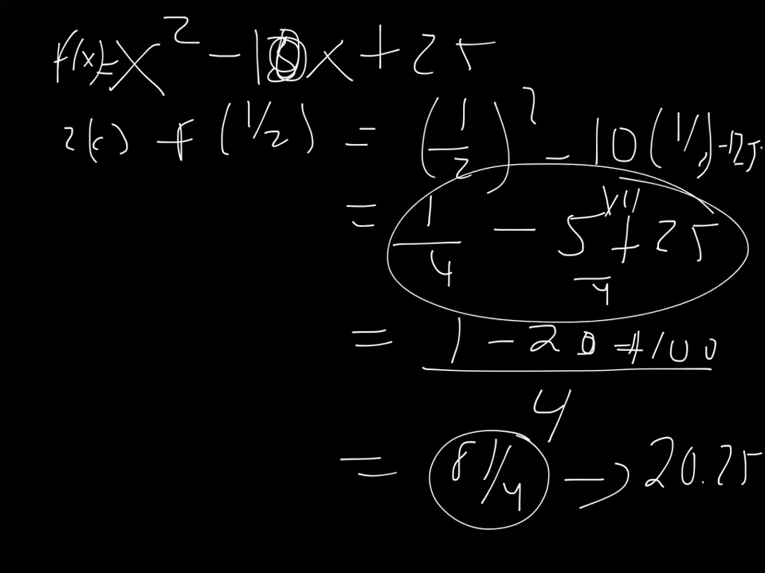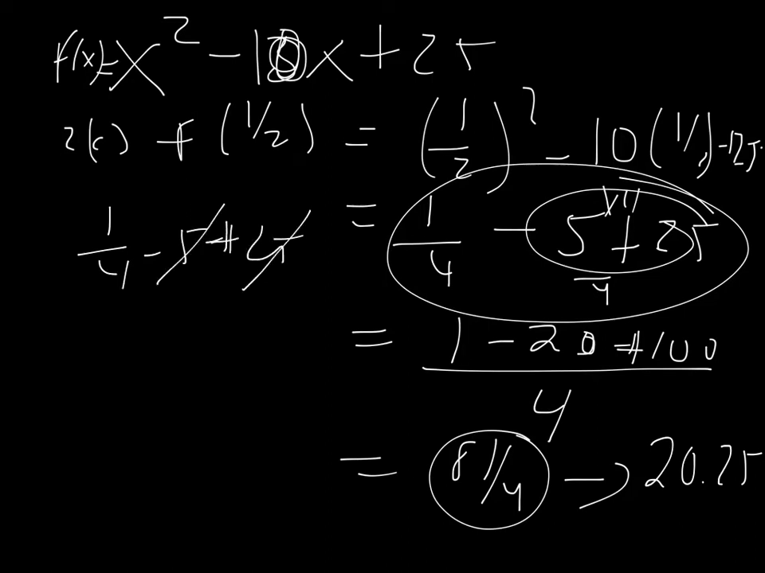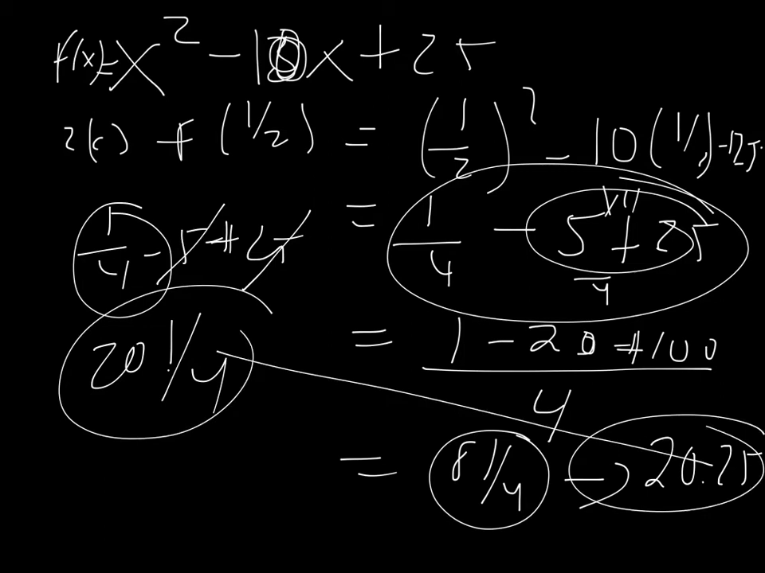So here, let's do this one again. Right, 1/4, subtract 5 plus 25, minus 5. Deal with this first. Plus 25 is plus 20, plus a quarter is 20 1/4. 20 1/4, which is the same as this. Okay, so that's that. That's function notation.